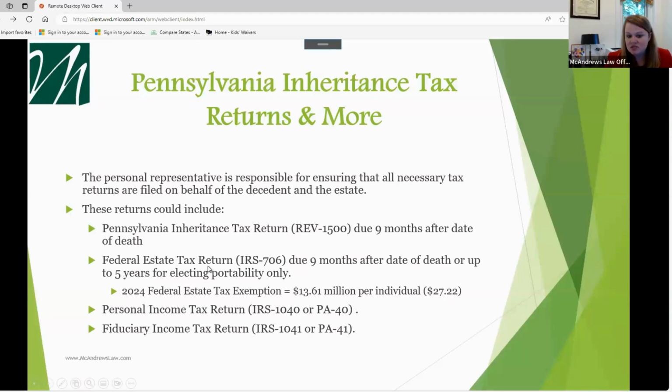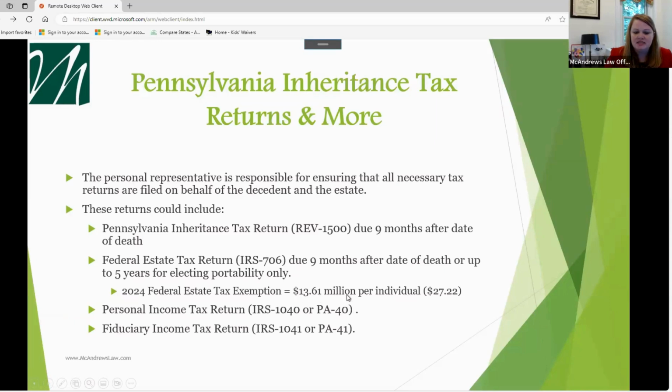Federal estate tax return. It is a federal estate tax return, so it's a 706, also due within 9 months of the date of death, or if you're just filing it to elect portability, within 5 years of the date of death. Most people are not filing federal estate tax returns because currently the federal estate tax exemption is $13.61 million per individual. And then a married couple can effectively shield $27.22 million before having any federal estate tax liability.